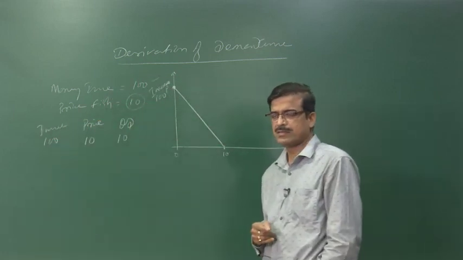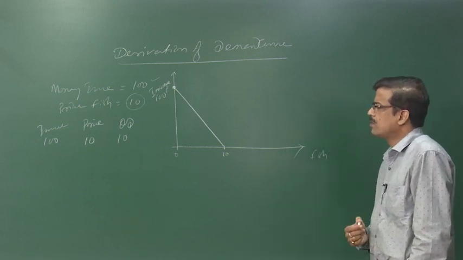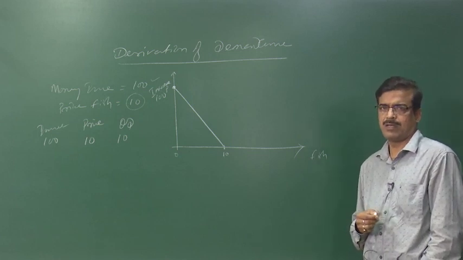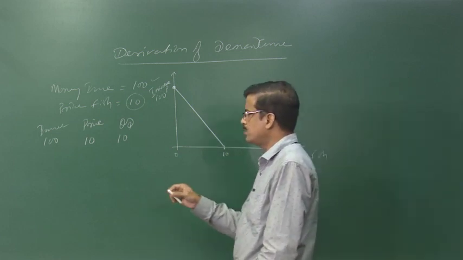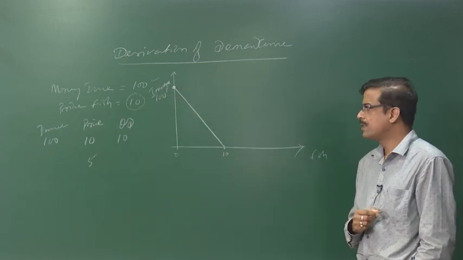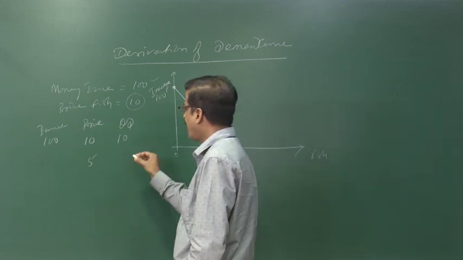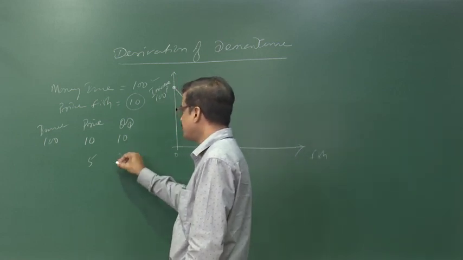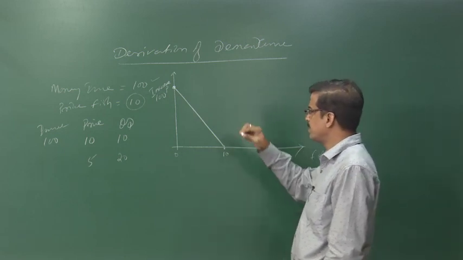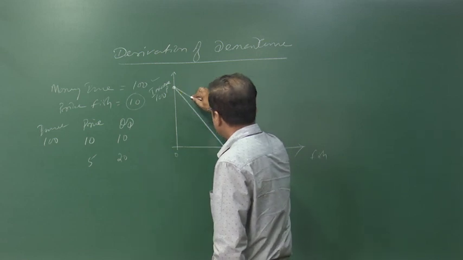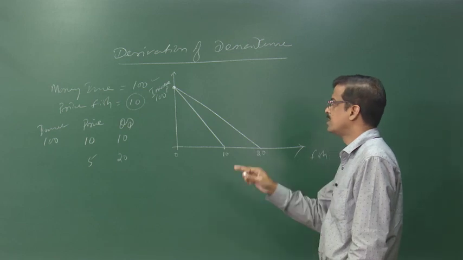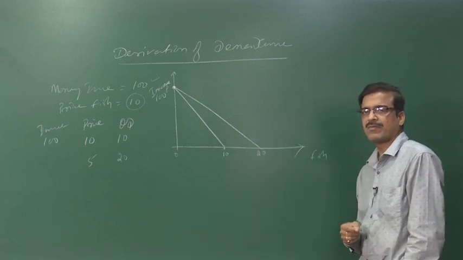This is the first instant. Now, if the price of fish falls, let us say the price falls to this one, then if the price falls to 5 rupees, how much quantity are you going to consume? You are going to consume 20 units of it. That means, here is the price line. You are able to consume 20 when the price is 5 rupees.